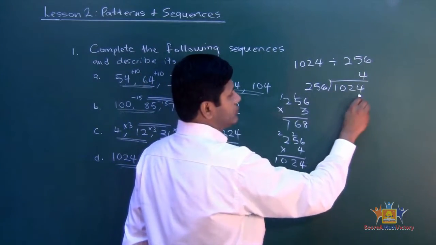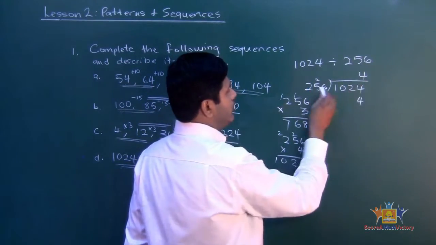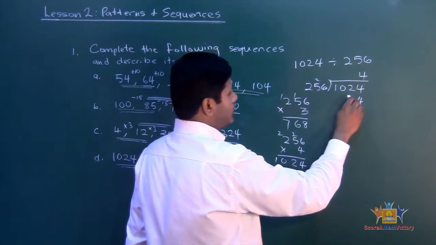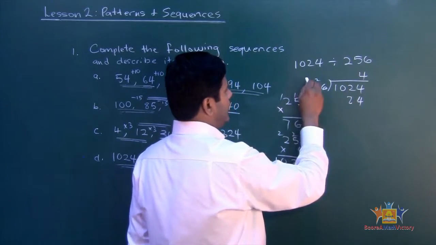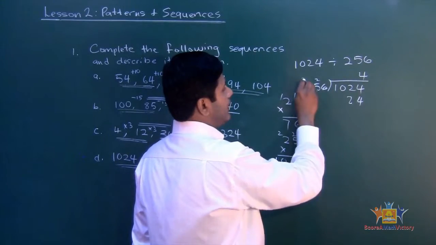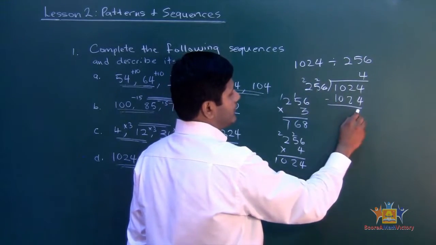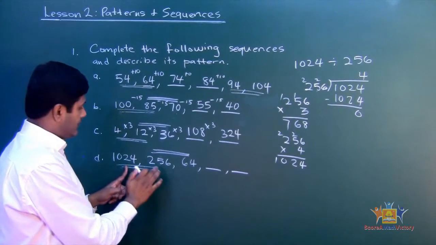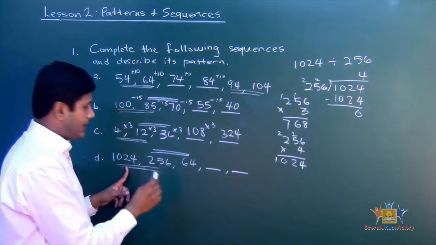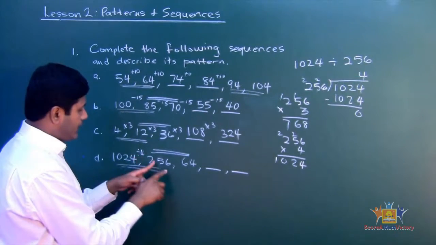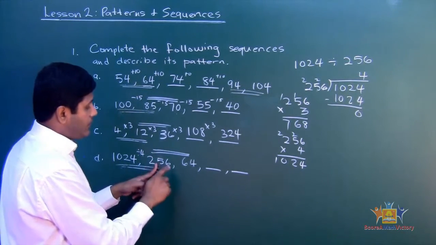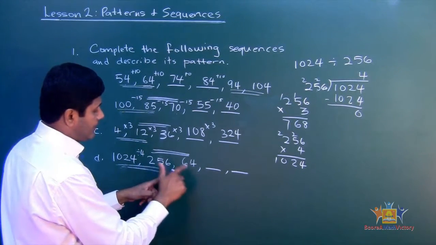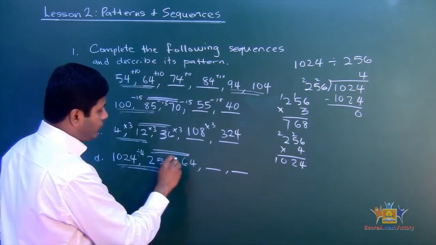Okay, 4 times 6 is 24. Put the 2 here. 4 times 5 is 20, plus 2 is 22. And then I carry the 2. 4 times 2 is 8, plus 2 is 10. Subtract gives me 0. That means dividing this two number gives me 4. The assumption I'm making is I'm dividing this by 4 to get to that. Now I want to confirm whether the same thing applies to this and this, dividing by 4 giving me that.